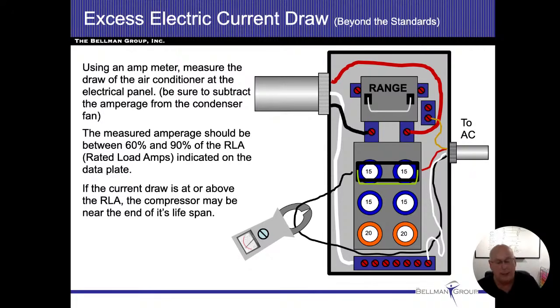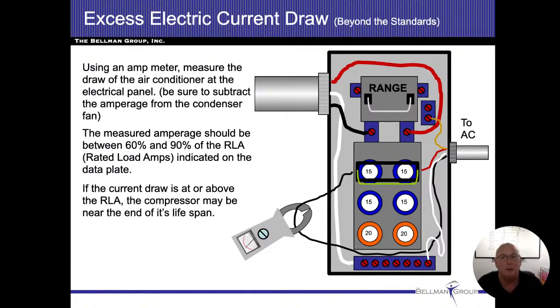When I see the RLA, I like to think of it as running load amps. So after the system is running, these are the amperes that I'm supposed to be at. Now, I'm not supposed to be at max of that. If I get up that high, then my air compressor is struggling, and that usually indicates that I'm getting to the end of its lifespan. So I should be under 90% of whatever the total RLA is.